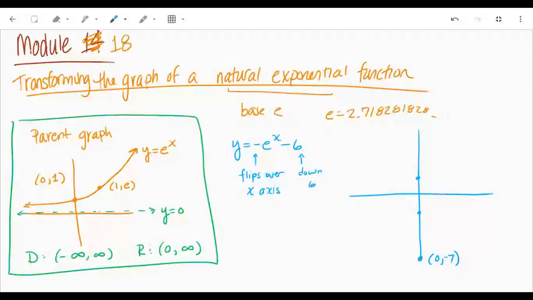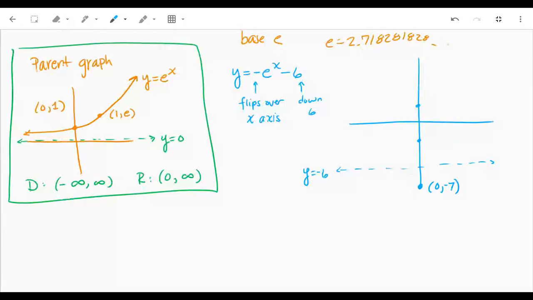Okay, now your asymptote is at y equals 0. Flipping that over the x-axis doesn't do anything. All we need to do is shift that down 6 units. Okay. And then we have to think about what this whole graph would look like, flipped over the x-axis and then shifted down. So it's going to actually look like this. That would be our graph. All right.